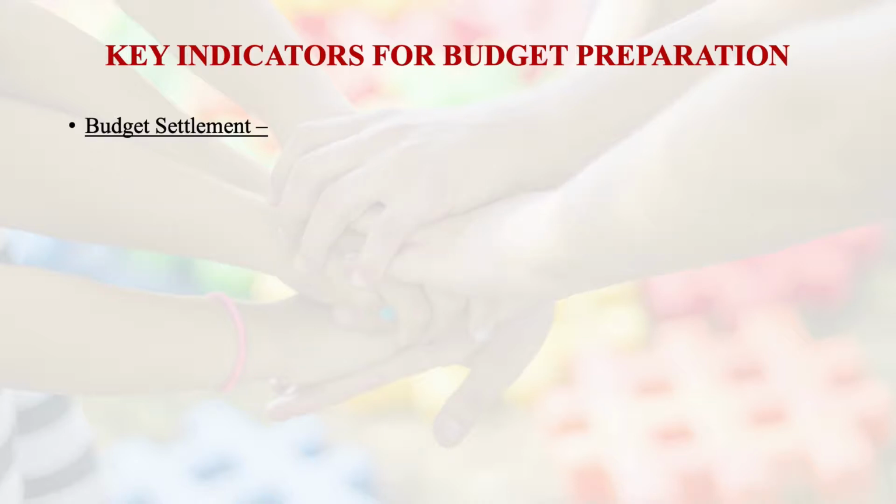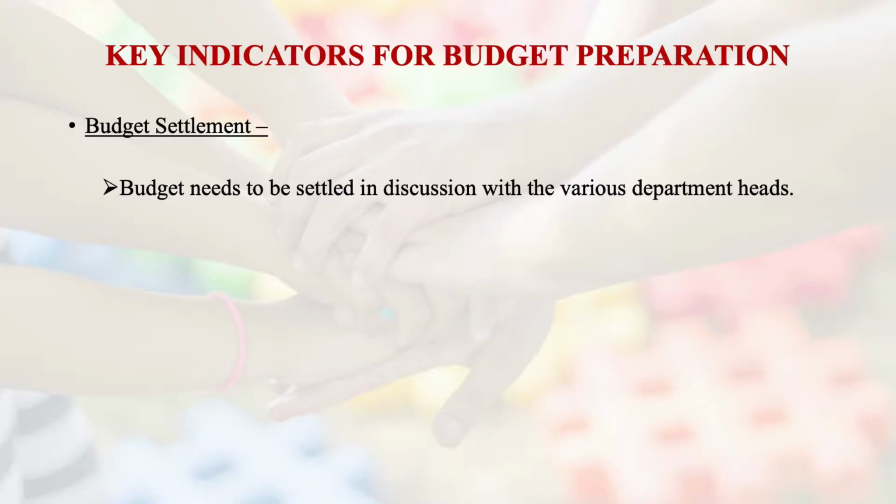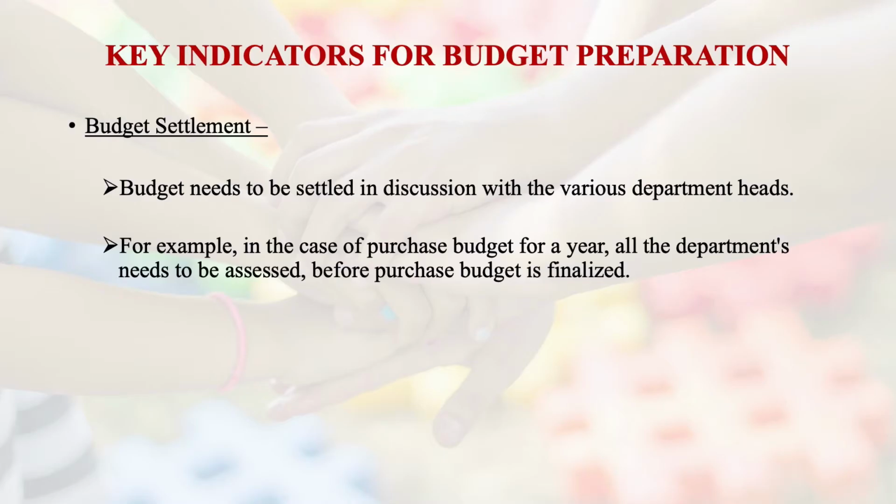The second one is the budget settlement, and budget needs to be settled in discussion with the various department heads, because one person doesn't know what is happening in different departments. Suppose the HR department is trying to recruit people. The HR department knows how many people will be recruited, what is the salary, how many staff there are, or what amount of salary is to be disbursed. So that is one department. That is why budget needs to be settled in discussion with various department heads. As an example, take the case of a purchase budget for a year. If it is a purchase budget, all the departments need to be assessed before the purchase budget is finalized, because you need to know where the amount has to be purchased from.